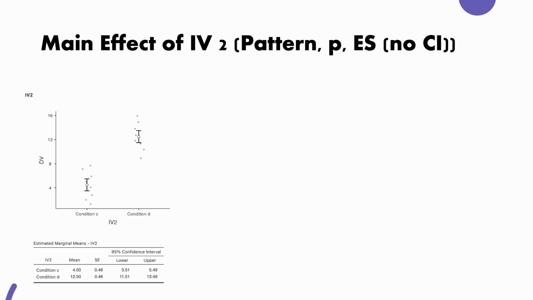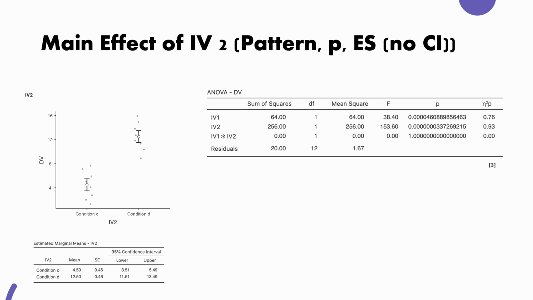Now we look at the main effect of independent variable 2. You will know you have the right graph because it has the independent variable 2 labeled multiple times. Yours will, of course, label your independent variable 2 from the design. You should change your names in the data file. But we can see here that condition D is higher than condition C. You can see the means at the bottom as well, but that's our pattern. Condition D is larger than condition C.